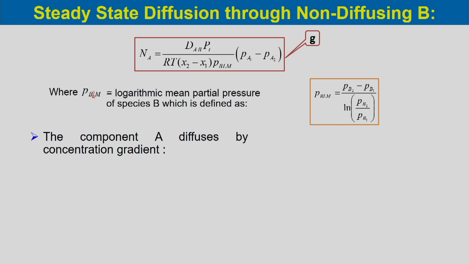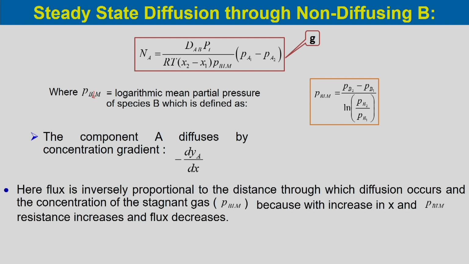The component A diffuses by concentration gradients. The gradient is minus dYA dx. Here flux is inversely proportional to the distance through which the diffusion occurs and the concentration of the stagnant gas, that is in terms of the logarithmic mean of partial pressures of species B, because with increase in x and PBlm resistance increases and flux decreases.